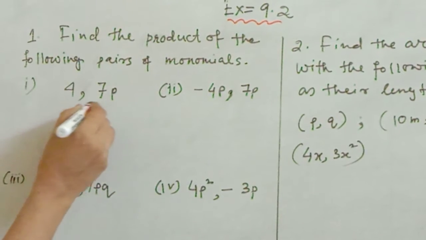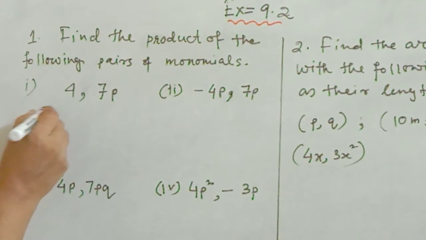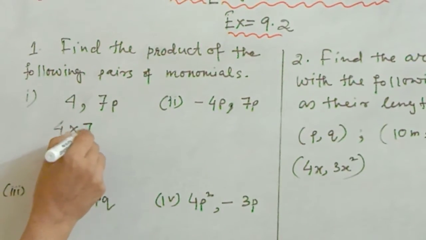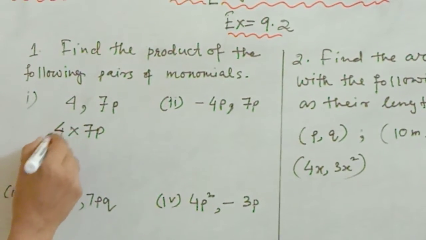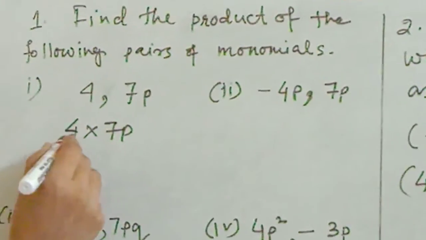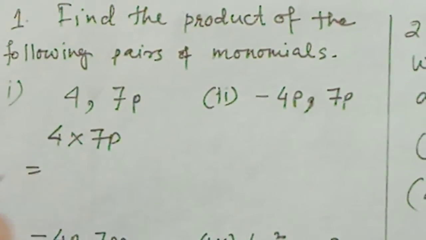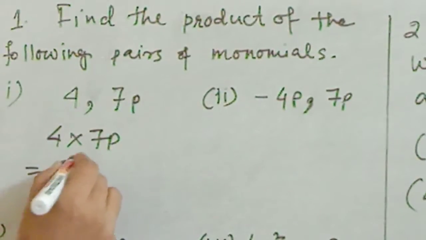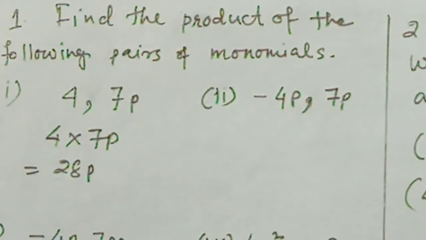Question number 1: 4 and 7p. When you start the sum, you will write 4 into 7p. The result will be 4 times 7. You multiply the numerical values, 4 sevens are 28. Only one variable is there, and it is p. So the answer is 28p.